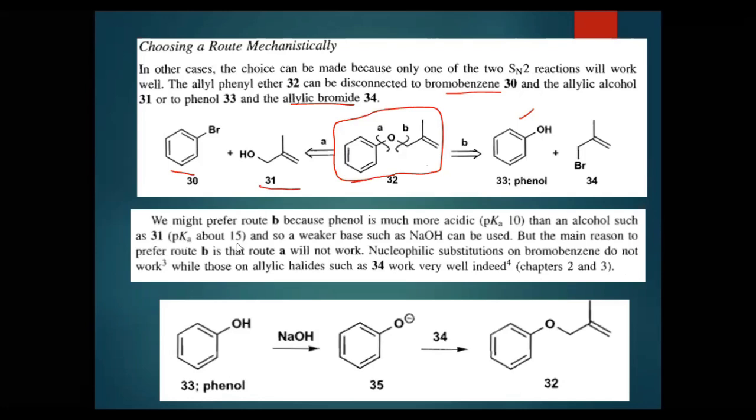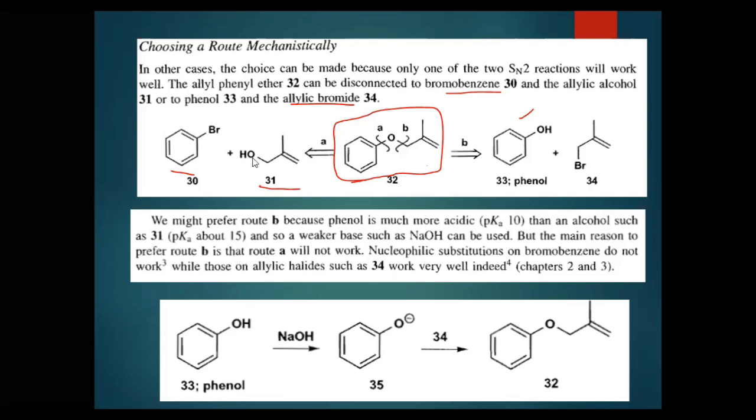The pKa of the alcohol 31 is 15. So in this case, phenol, being more acidic, requires only a weaker base to deprotonate it and generate an oxyanion. A weaker base such as NaOH can be used for this kind of path B reaction. NaOH can be used, but the main reason to prefer route B is that route A will not work.